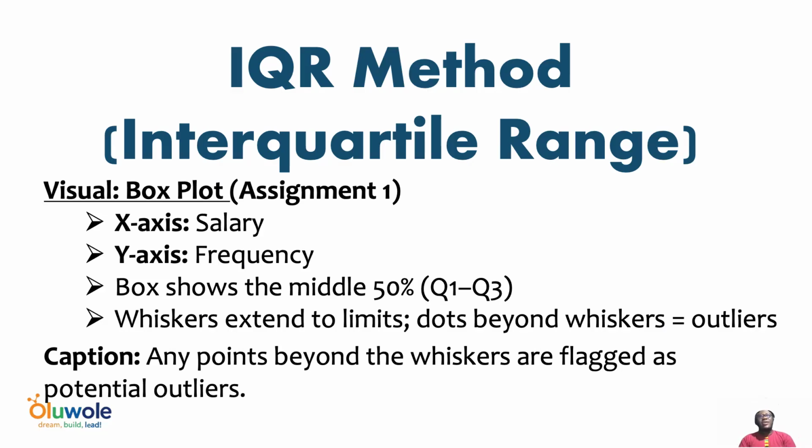100K, 200K, 400K, then I have 10,000K. Then what? I say whisker extends to limits, and points beyond the whisker are flagged as what? Potential outliers. So I just want you to try and plot a graph of an outlier by creating a data frame with data that has an outlier in it. Give me a box plot of it.